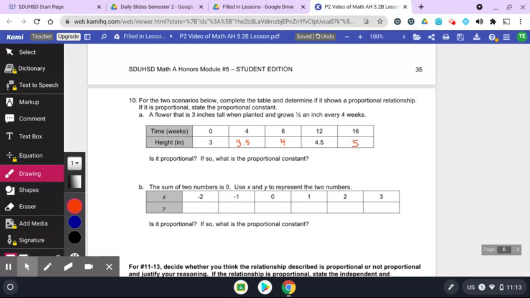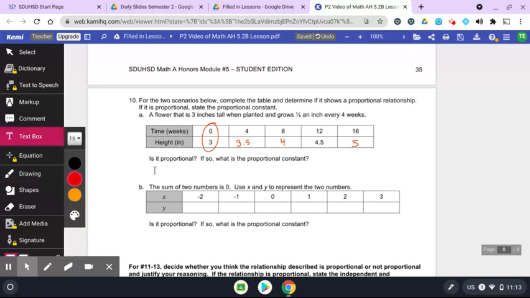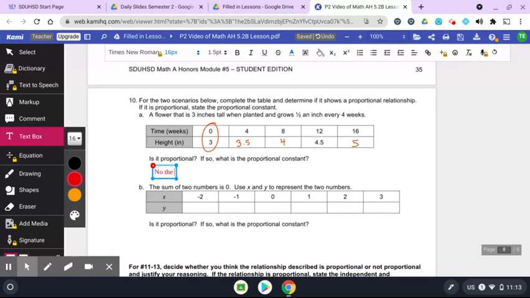Is it proportional? No, because it does not start at a height of 0. No, the data does not go through 0, 0. It has a starting height.